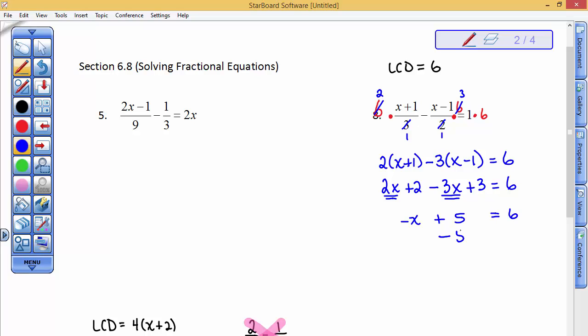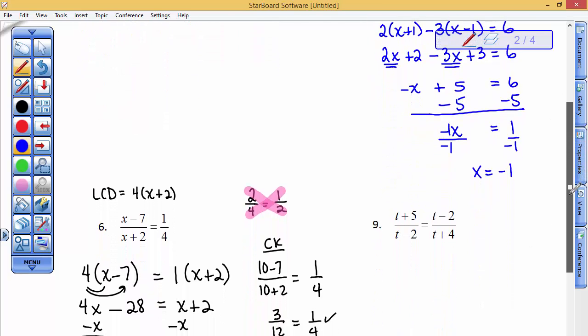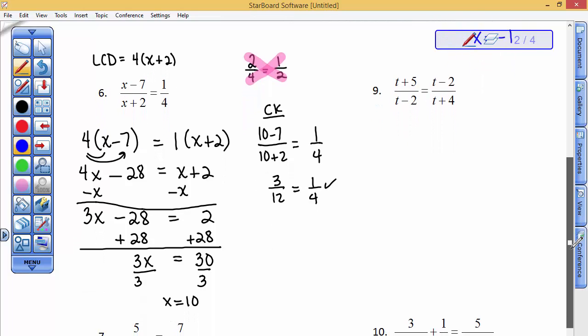But now we're ready to subtract the 5 from both sides. And we have a negative x equals a positive 1. And that negative x is a negative 1x. So we'll divide both sides by a negative 1. And x is equal to a negative 1. And we would go in and check that. And I am confirmed that that is correct.